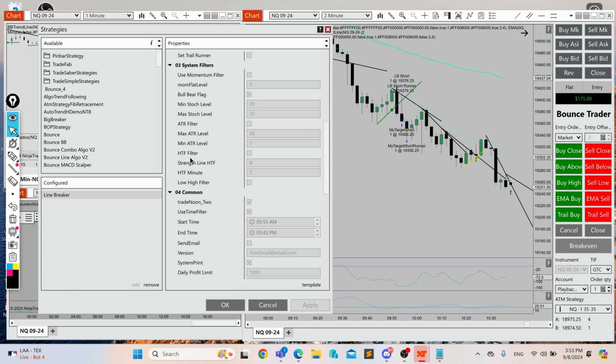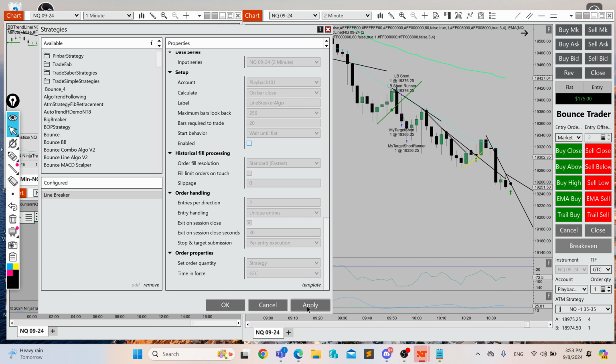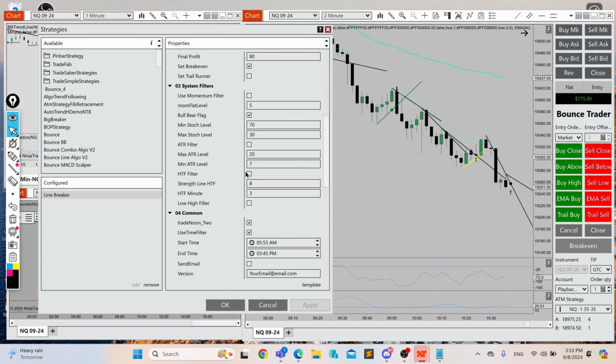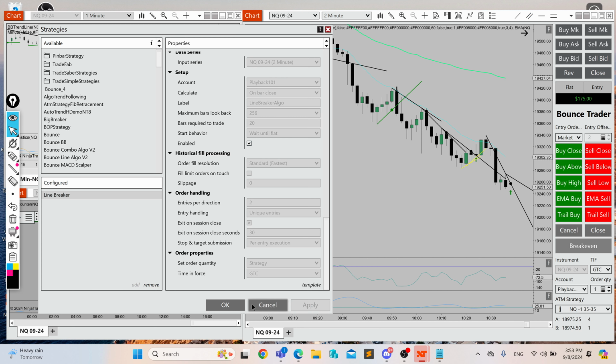Higher time frame filter is a filter that takes a trend line from a higher time frame. So let's say here we say strength line. If we enable it and we say higher time frame chart, which is 3 minute, and strength 8. You don't have to plot it, but I'm just showing you what it means.